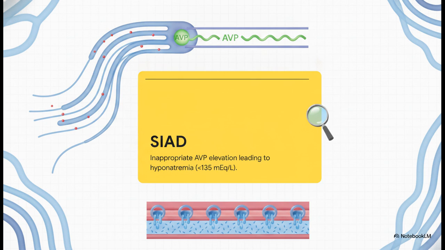The body is relentlessly releasing this water-retaining hormone despite the fact that the blood is already hypotonic and the patient is euvolemic. Basically, the osmolality is low, AVP should definitely be suppressed, but instead it's just firing continuously. This non-stop water retention dilutes the blood, inevitably leading to hyponatremia, which is a serum sodium level falling below 135 milliequivalents per liter. The body is hoarding water when it literally has no business doing so.